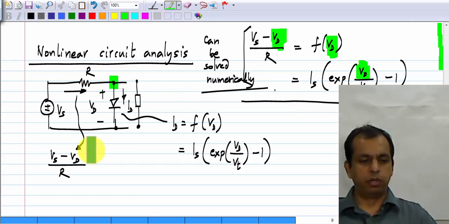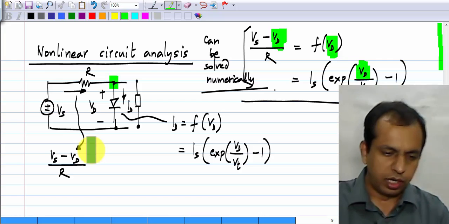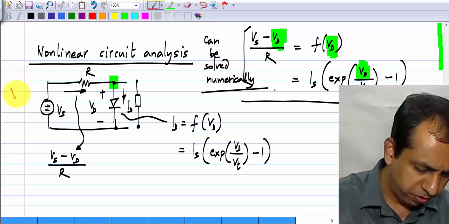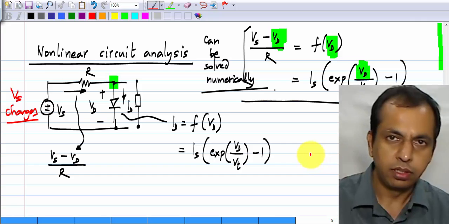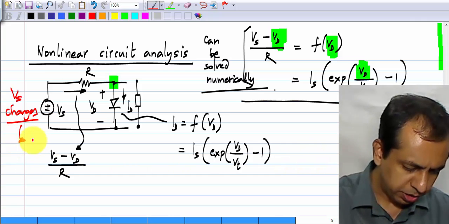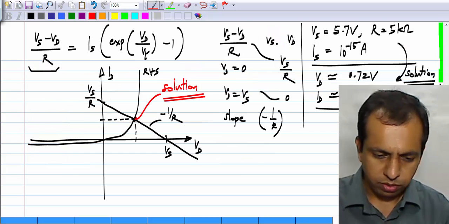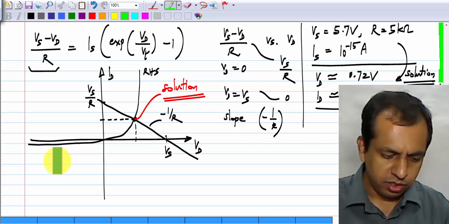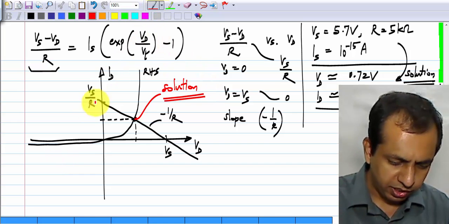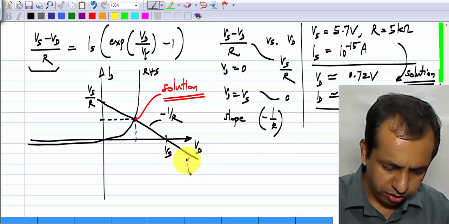Let us say we have solved it for a particular value of Vs, which is 5.7 volts, and now the value of Vs changes. Let us say it becomes 6.7 volts. So, what do you have to do? You have to solve this all over again. That's pretty clear, right?